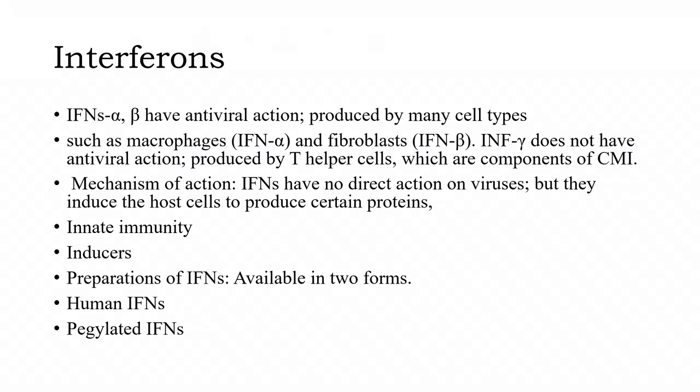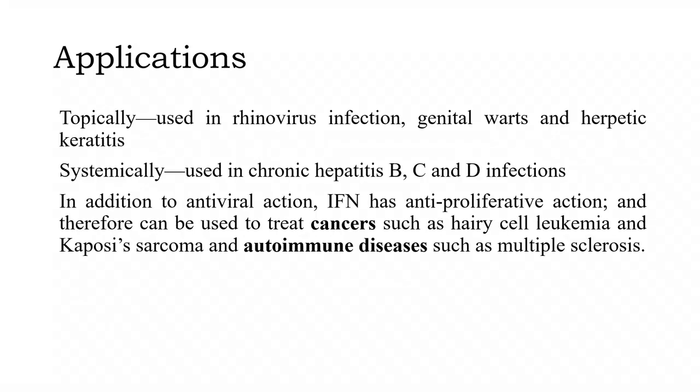Then you have the interferons. Interferons alpha and beta have an antiviral action. They are produced by cells such as macrophages and fibroblasts, so these are taken out separately and can be used for treatment. How they act is that they don't have a direct action, but they induce the host cells to produce certain proteins. So they can be part of the innate immunity inducers, and interferons are available in two formats: human interferons and pegylated interferons.